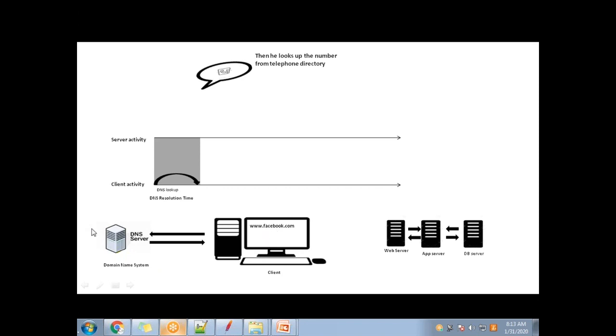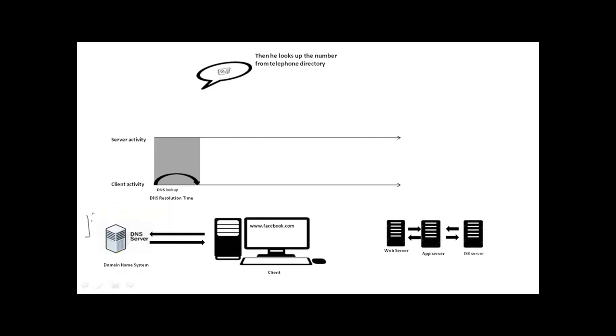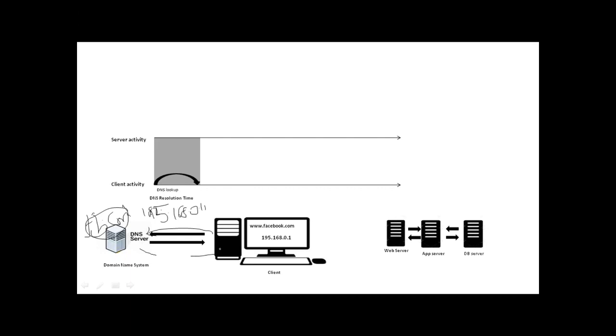Now, what happens? Somewhere in the DNS entry, it says Facebook.com, and the IP address is, let's say, 195.168.0.1. Now, as the request is sent to the DNS server, it will send this IP address back to the client. What is that IP address? 195.168.0.1. Now my client knows that the request needs to go to this IP address.